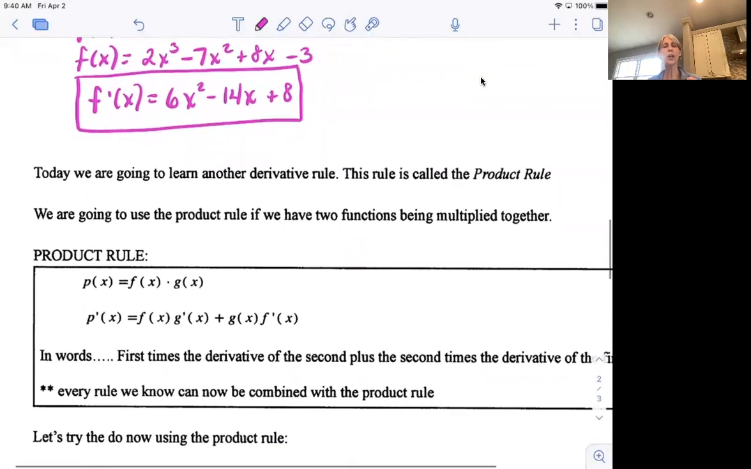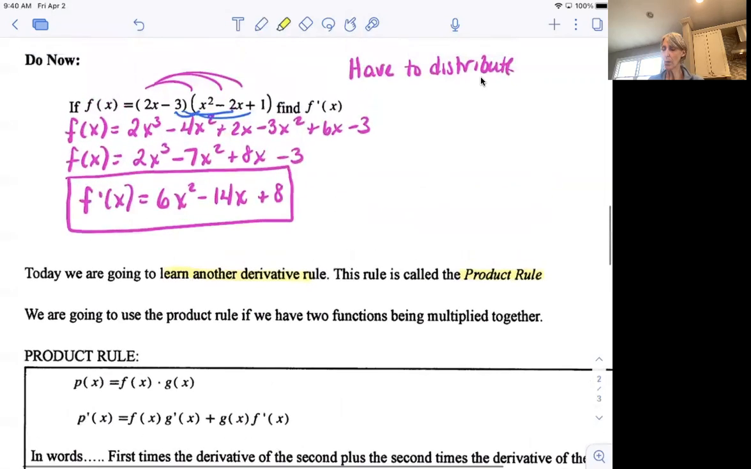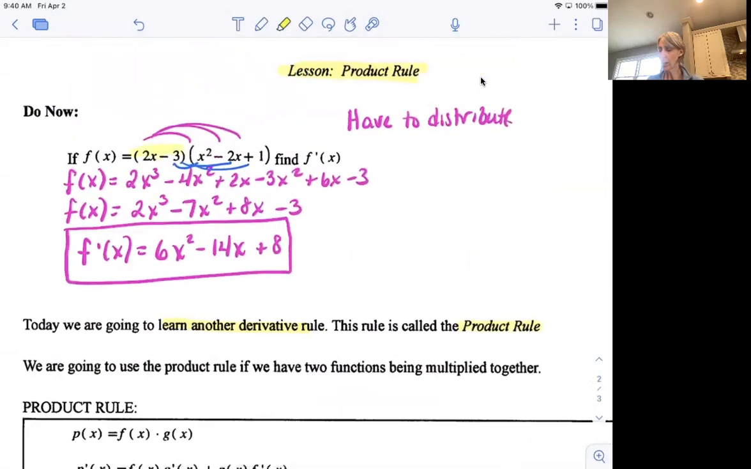So today we're just going to learn another derivative rule. This rule is going to be the product rule. We're going to use the product rule if we have two functions being multiplied together. So today we're going to talk about another rule that we can use in this type of situation.